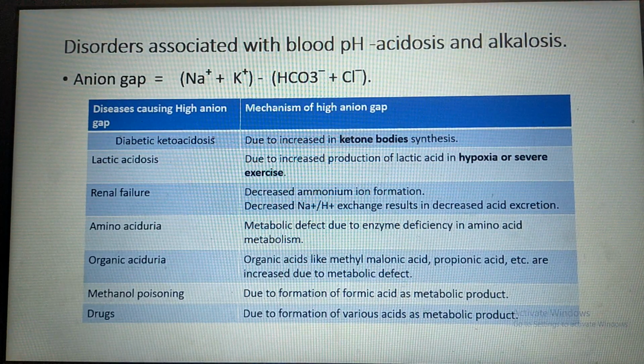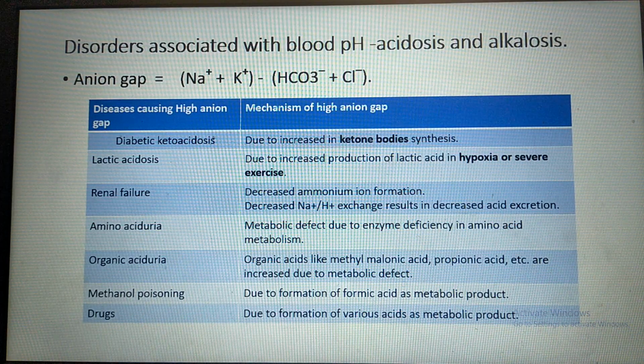Now coming to the diseases causing high anion gap. I have already told you what a high anion gap is. So the first disease is diabetic ketoacidosis. In diabetic ketoacidosis, there is increased production of ketone bodies. So what will happen if ketone bodies increase? Ketone bodies are acidic in nature, like beta hydroxybutyric acid, acetoacetic acid. They are acidic in nature.